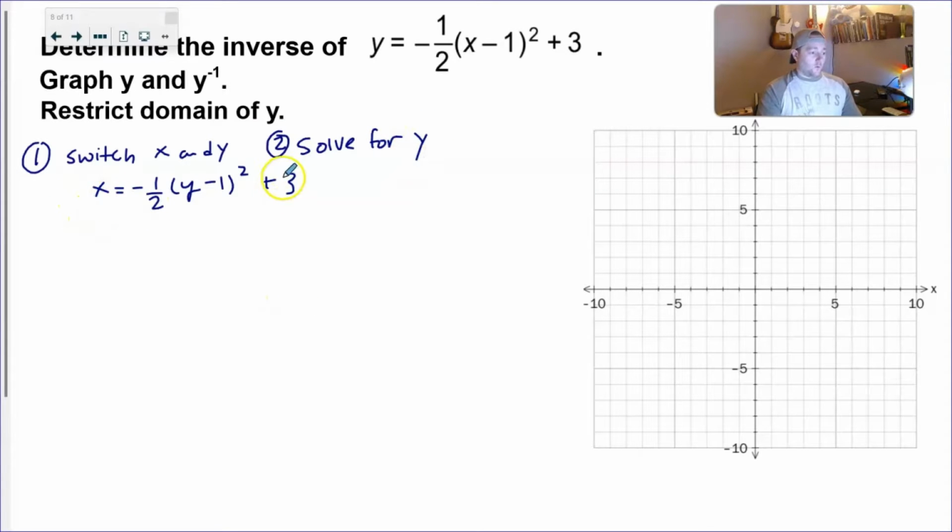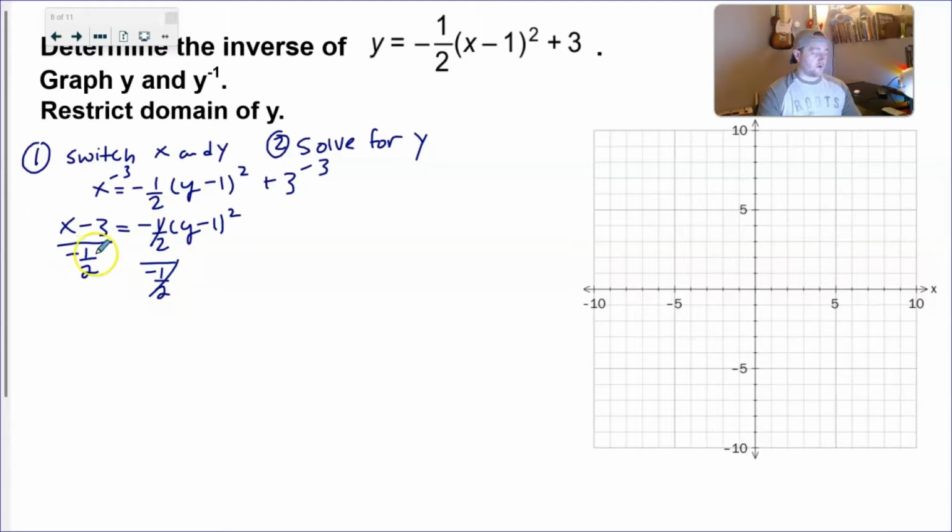Whatever your k value happens to be, this thing floating out to the side, we have to get rid of that first. So I'll subtract that from both sides. So I get x minus 3 equals negative 1 over 2, y minus 1 squared. Then whatever this a value is, I have to get rid of it. So I'm going to divide both sides by negative 1 over 2. You could choose to multiply both sides as well, but this is my preference.